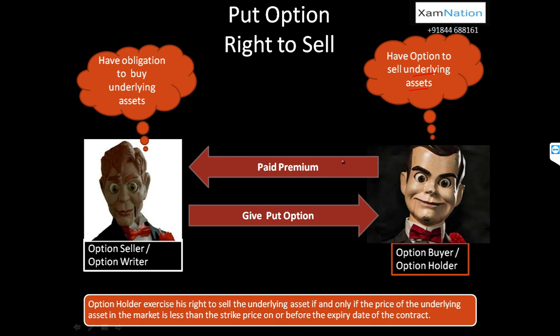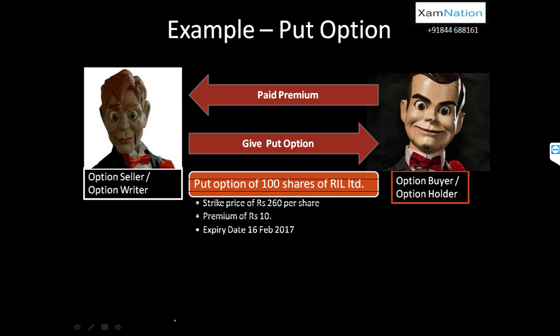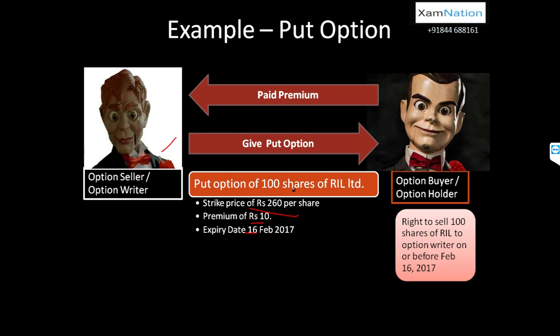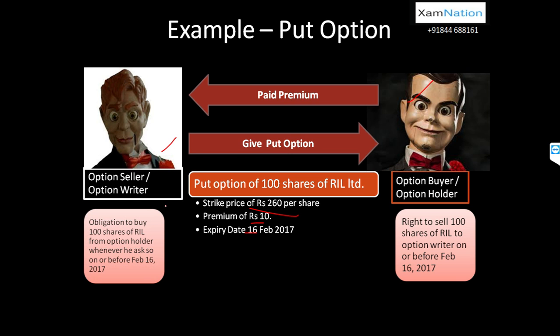Now it is easily understood that this person exercises the option if the price of the underlying asset in the market is less than the strike price on or before the expiry date of the contract. Again we will understand with an example. So this is the arrangement. He buys the put option of 100 shares of Reliance Limited with a strike price of rupees 260 per share, and the rest of the data is the same, but now it is a put option, so he has the right to sell the Reliance shares to this person, and against that this person has the obligation to buy those shares.